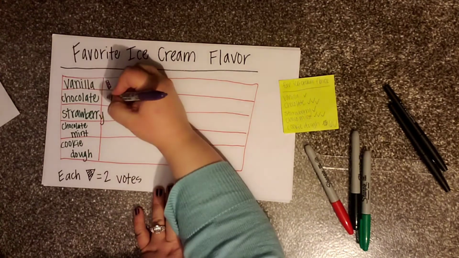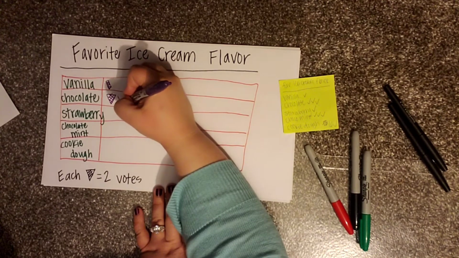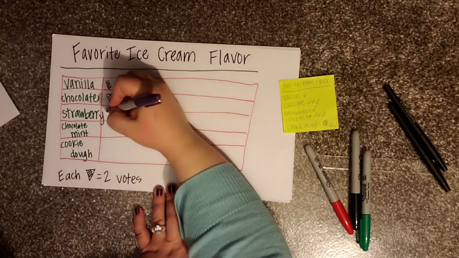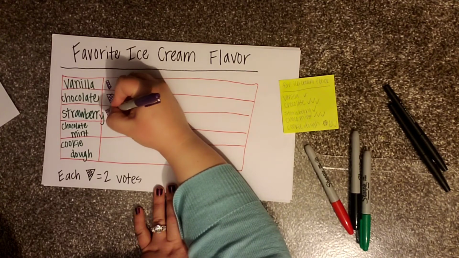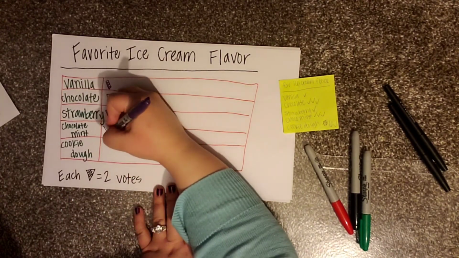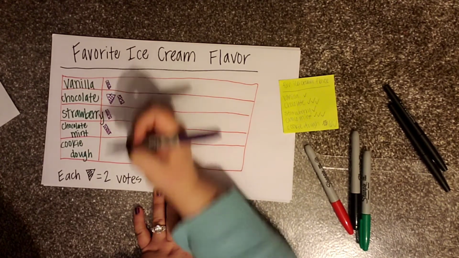3 people voted for chocolate, so I need 1 full cone. That's 2. And then I need 3, so here's another half. 1 person voted for strawberry, so this is going to be my other half. And chocolate mint, 3 people. I was one of them. That's my favorite. And then cookie dough.